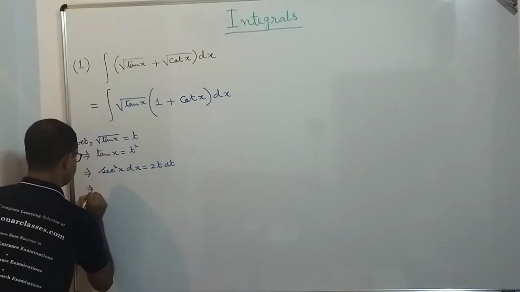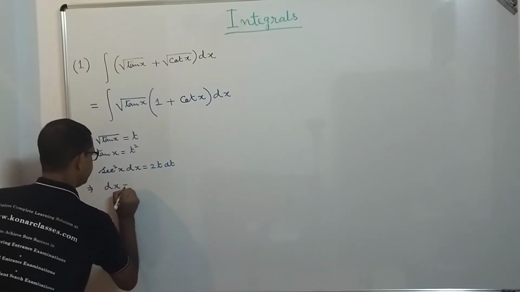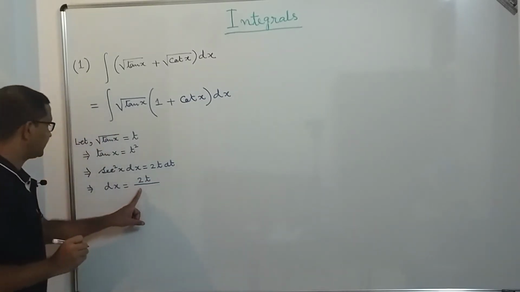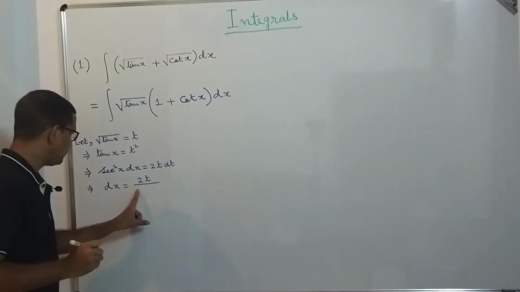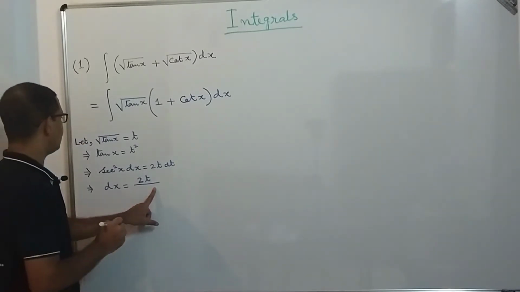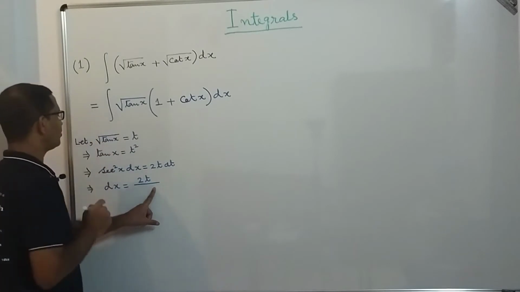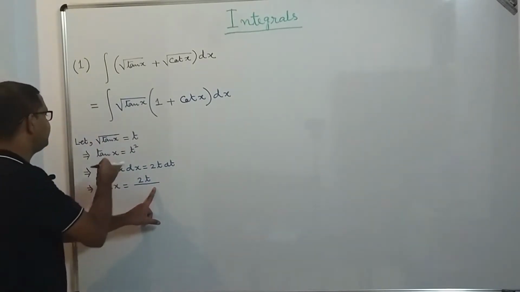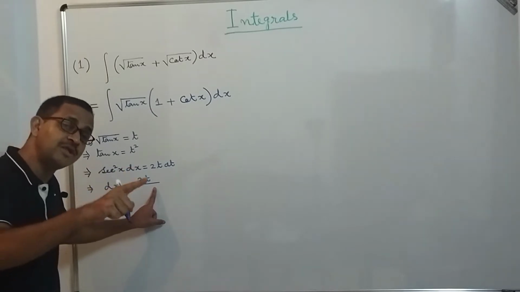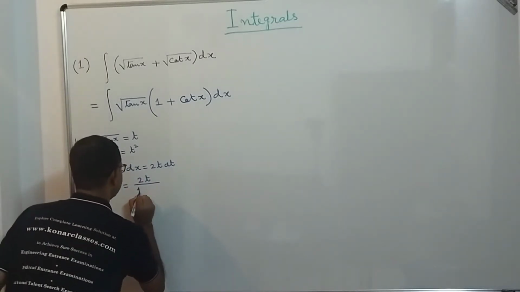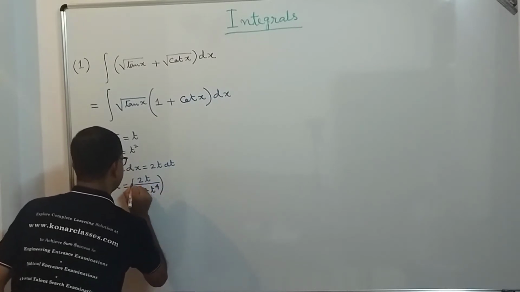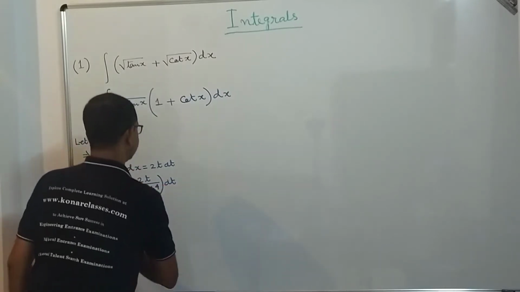This implies dx is equal to 2t divided by sec square. Sec square means what? Sec square means 1 plus tan square. Okay, so 1 plus tan square. Now square root of tan x equal to t, that means tan x equal to t square, that means tan square x equal to t power 4. So what we can write here is that 2t by 1 plus t power 4 dt, correct?